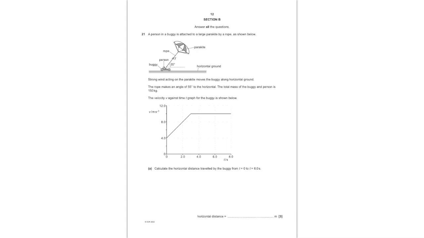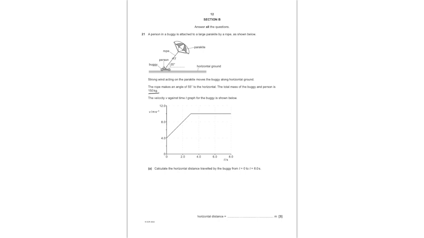So in this question, we are given a person in a buggy attached to a large parakeet by a rope, and we are given a diagram representing the tension in the rope and the buggy, and the angle is 55 degrees to the horizontal ground, and the mass of the person and the buggy is given to us as 150 kilograms. The velocity time graph is also given to us, and we are asked to calculate the horizontal distance traveled by the buggy from t equals 0 to 8 seconds.